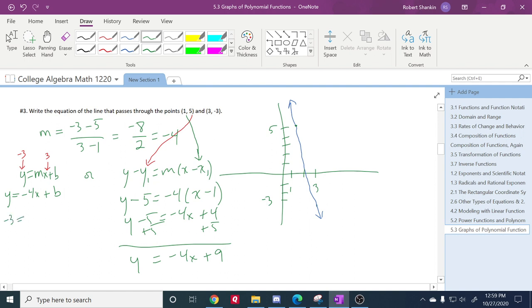Negative 3 equals negative 4 times 3 plus b. Negative 3 is negative 12 plus b. Add 12. b is going to be 9. And then y equals negative 4x plus the b, which is 9. Either way, I get exactly the same equation.